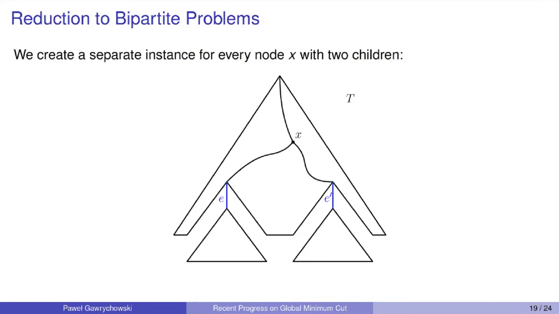So we will have a separate instance of this new problem for a node X. And this new instance should capture E and E prime. So if the LCA of E and E prime is X, then the answer for the new problem obtained for the node X should give you the answer to that question. And now you can see that it's a little bit like this bipartite problem, because X has two children. So you can think about the left subtree and the right subtree, and that's really two trees. You have a bunch of cross edges that are the edges of G that connect those two subtrees.